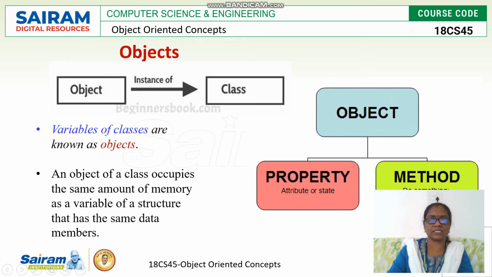Next is the object. Object is nothing but an instance of one class. If you take one object, it has properties and methods. Properties are nothing but its attributes or state, and methods are nothing but its behavior, right?